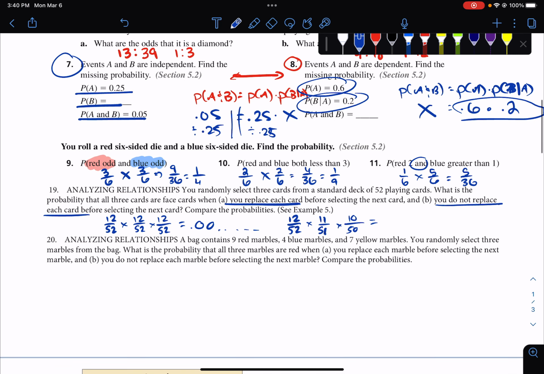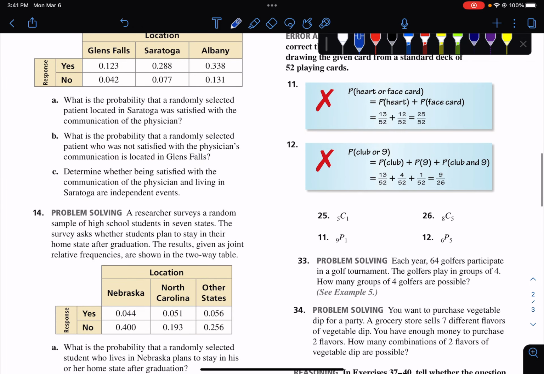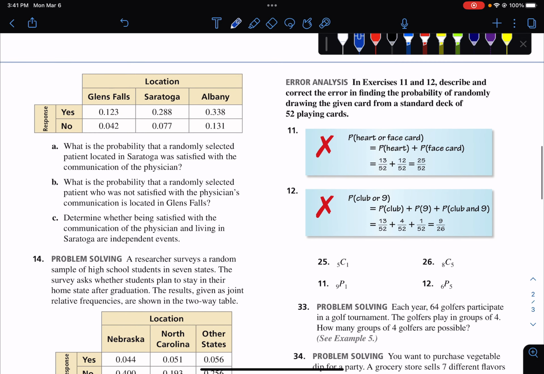Okay? Same question here for number 20. I'm not going to go through number 20. Apply the same reasoning with marbles. Okay? What's the probability if you put the marble back as opposed to if you don't put the marble back? Make sure you know the difference between those two. It will be on the test. All right, we'll call this 13.